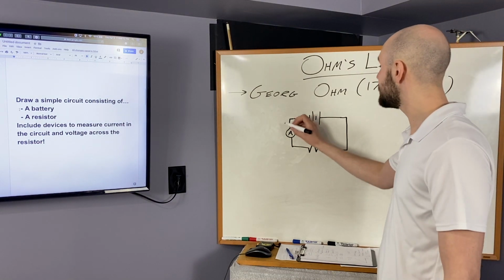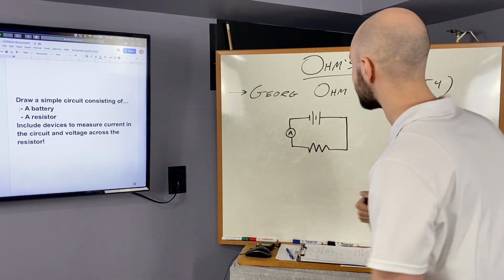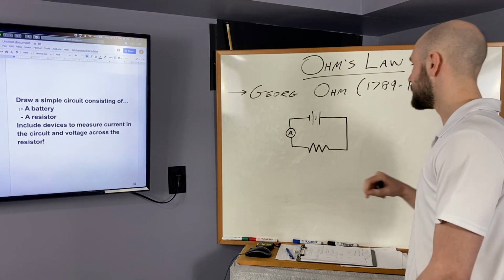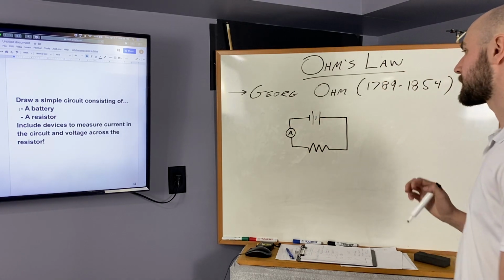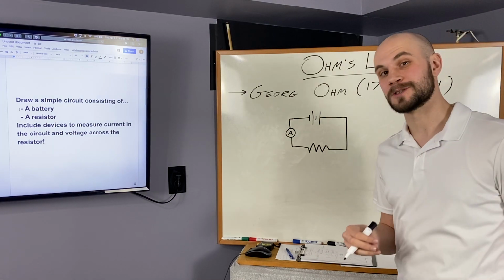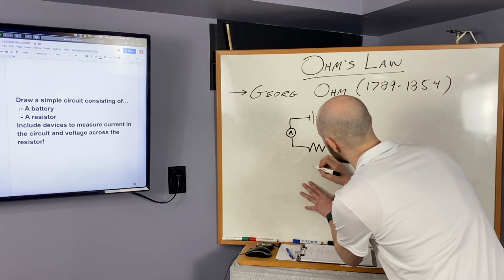So we need the ammeter in the path of the circuit so we can look and see how much charge is passing every second. So there's our ammeter. Now we can see how much current is flowing and we can actually see that this circuit is working. We're also going to need a device to measure voltage across the resistor. That is our voltmeter.